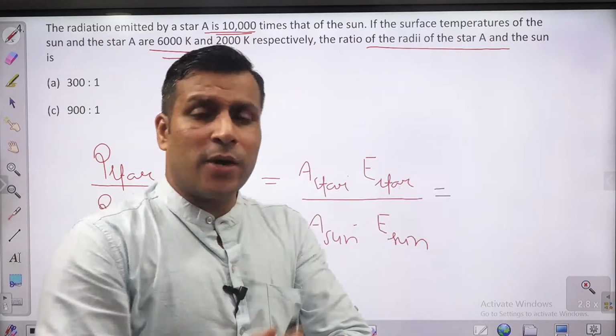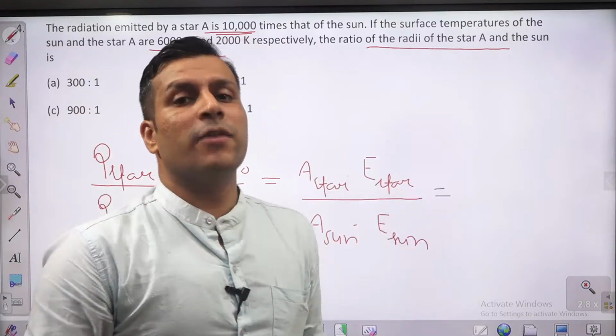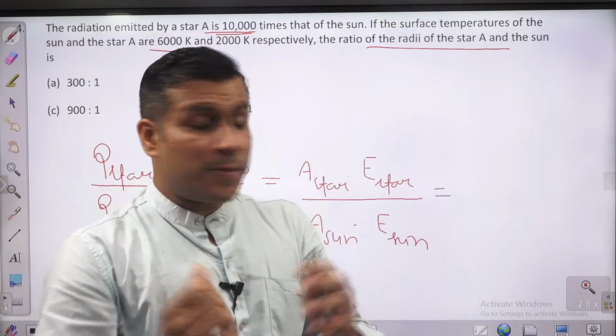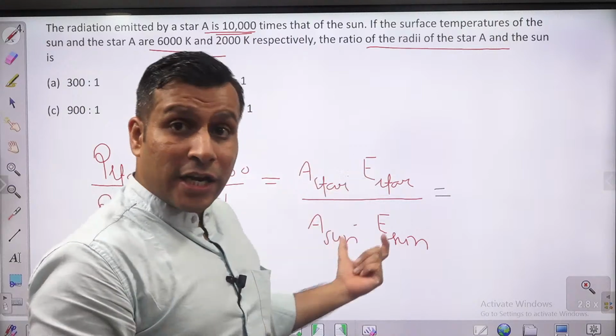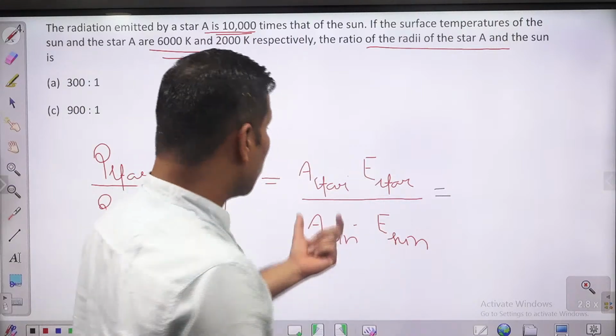Or the surface area, if you are taking it, so the surface area will be what? The surface area will be 4 pi r square, the surface area for a sphere. Okay, so this is actually a ratio, so 4 pi will be cancelled out. So you can write it as what?